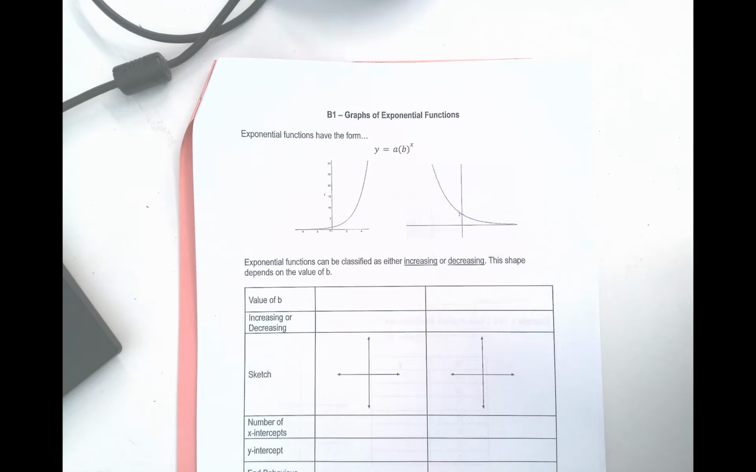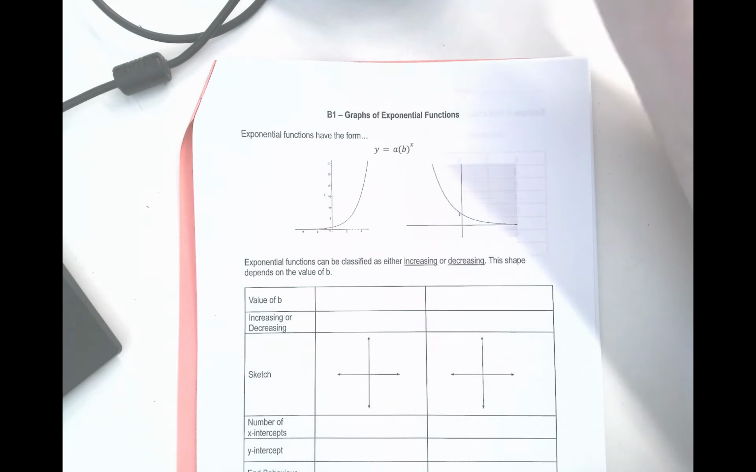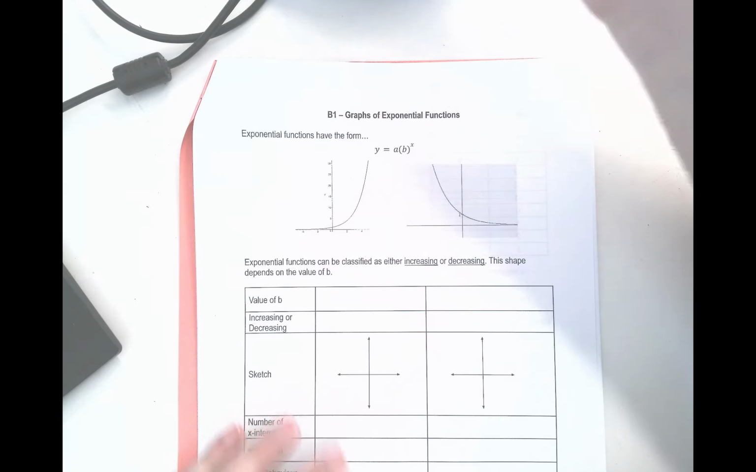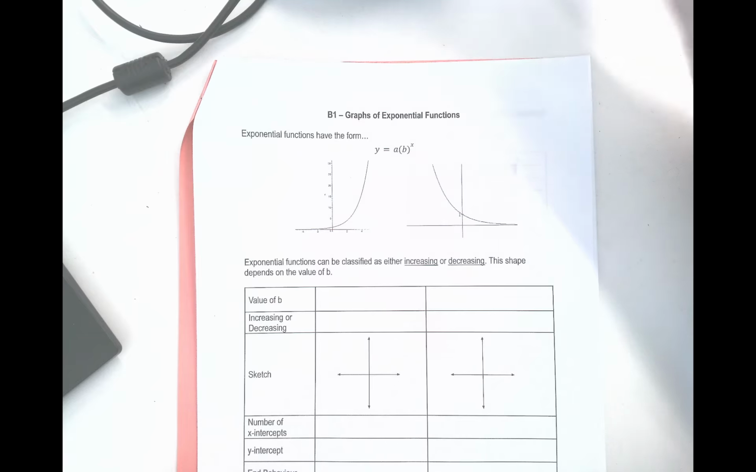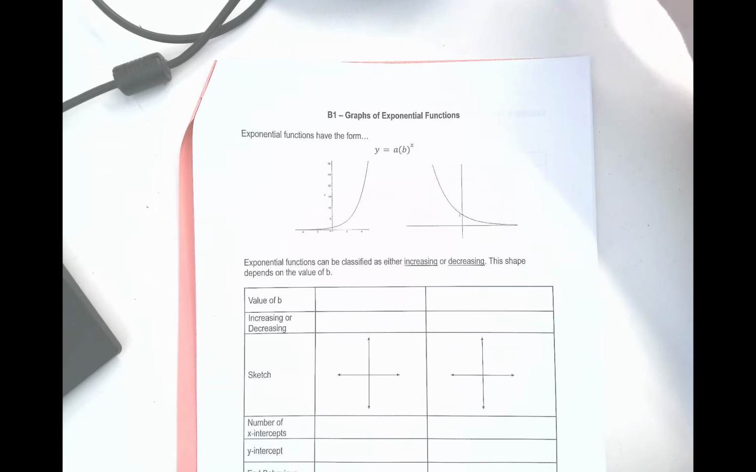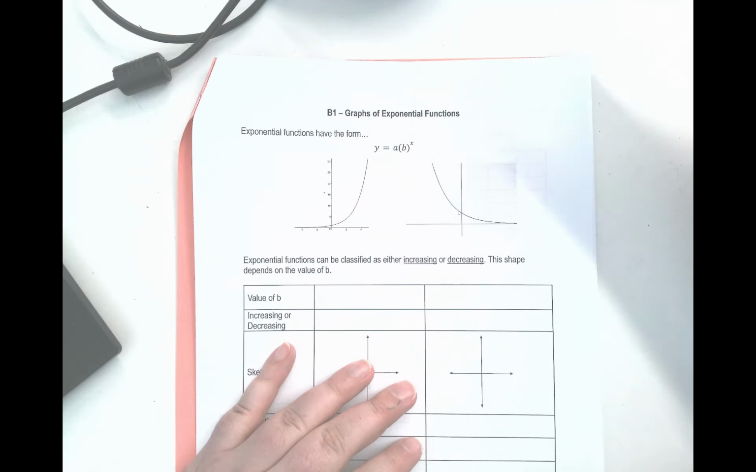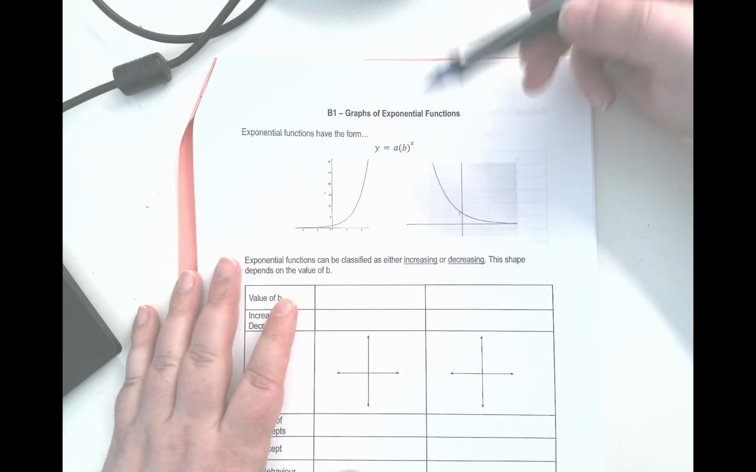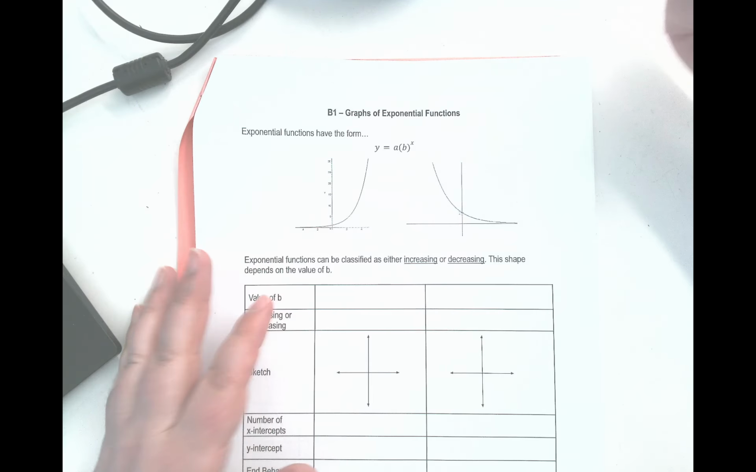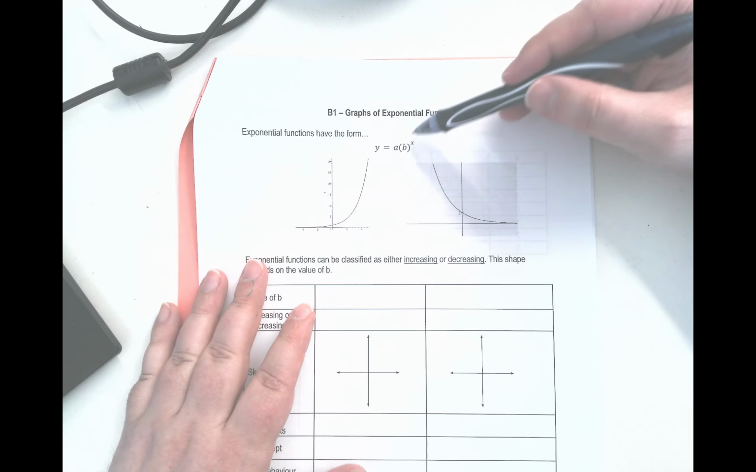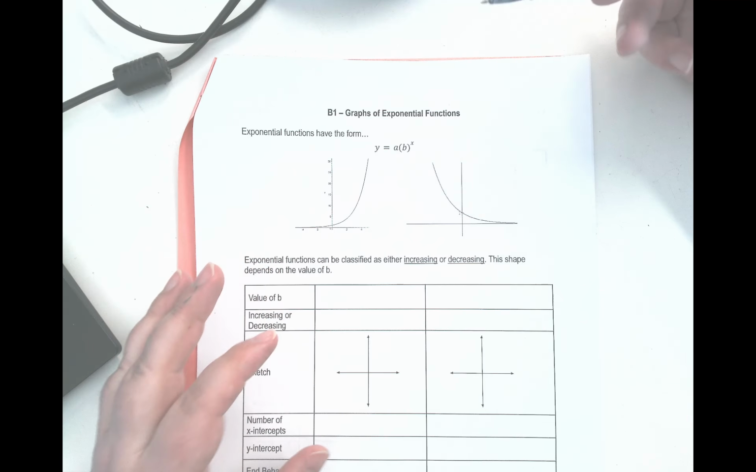Hello everybody. So this is the beginning of our exponential and logarithmic function unit. In the previous unit we looked at polynomial functions, so we looked at graphs that had x and x squared and x cubed. These ones have a different form where instead of the exponent being a number like 2, 3, or 4, now my exponent is my variable.